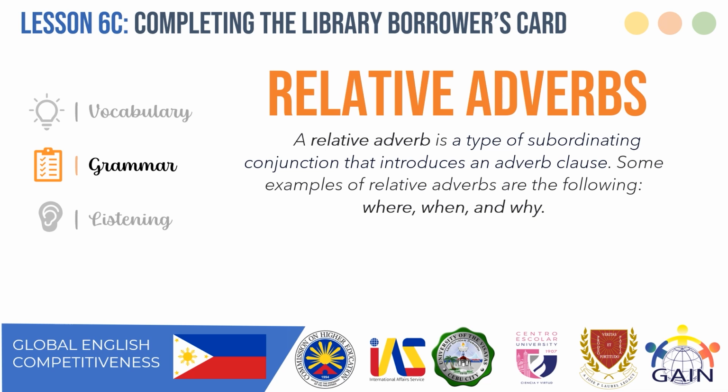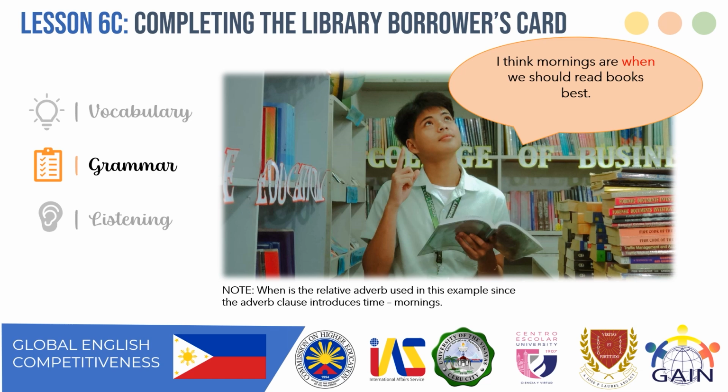For example, the library is where students can learn and enjoy reading their favorite books. Again, the correct relative adverb here is where because we're talking about the library, a place. Take a look at this another example. The speaker says, I think mornings are when we should read books best. When is the relative adverb used in this example since the adverb clause introduces time, which is mornings.